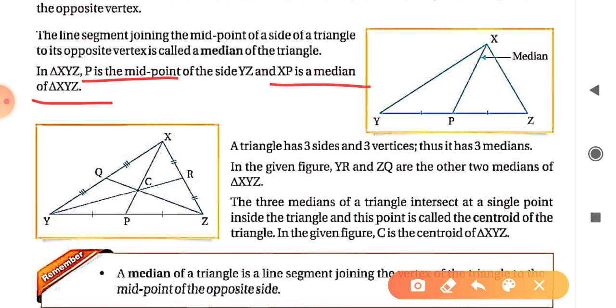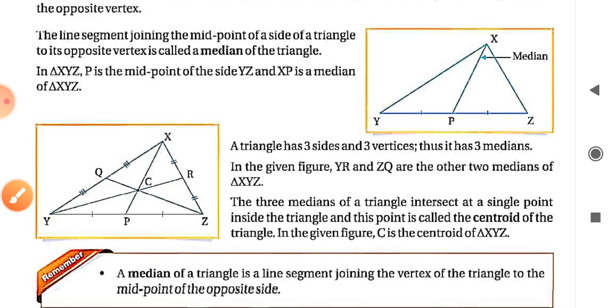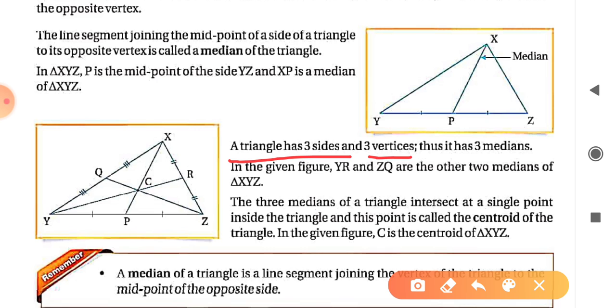And every triangle can have 3 medians, because we can draw 3 medians from every vertex to the midpoint of the opposite side. For example, in this figure, XP is the median, YR is also a median, and ZQ is also a median. A triangle has three sides, three vertices, so it has three medians. In this figure, YR and ZQ are the other two medians.